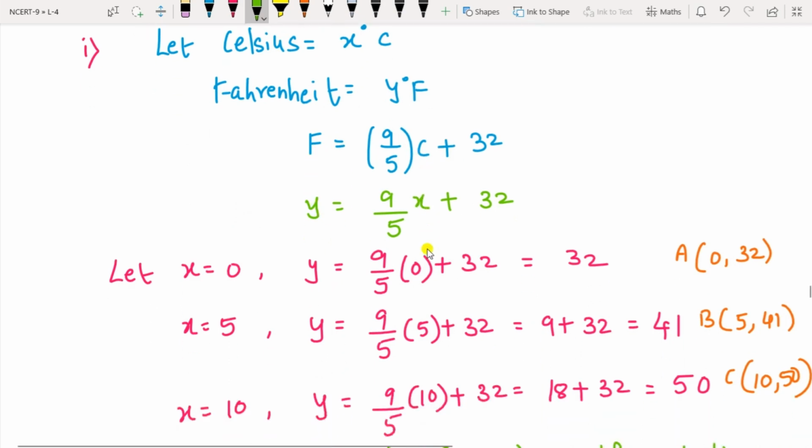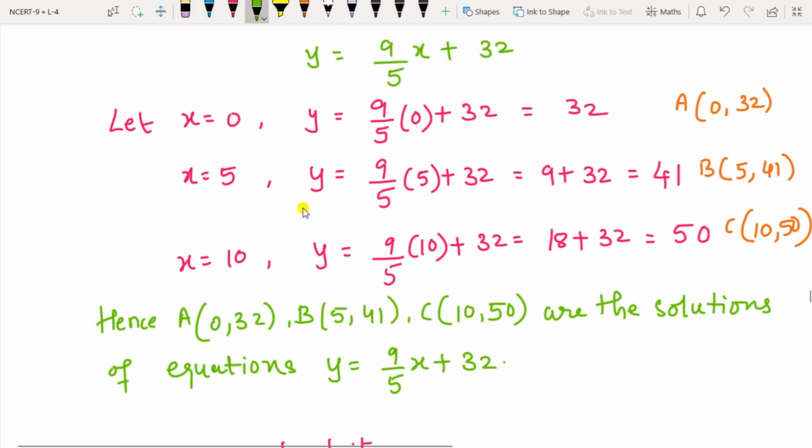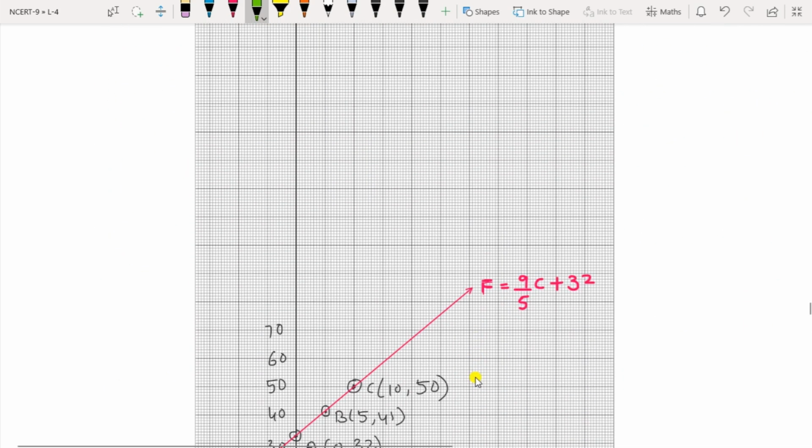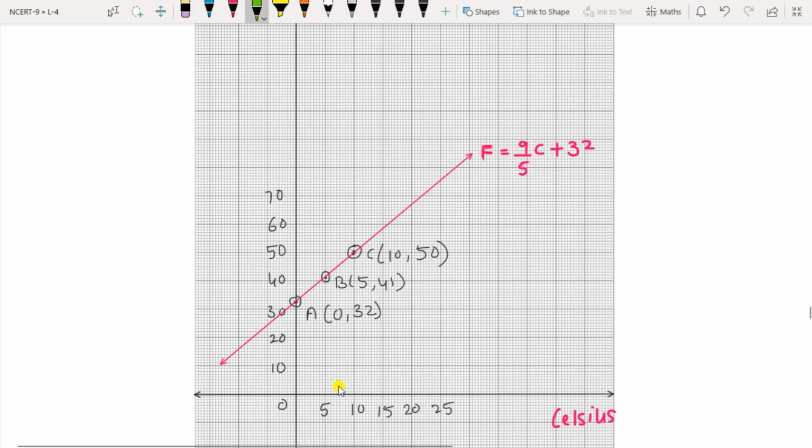Now taking any values of x, we will be finding the values of y here. When x is 0, y is 32. When x is 5, y is 41. When x is 10, y is 50 here. So these are the solutions for the equation y equal to 9 by 5 x plus 32. Then you have to draw the graph. You have to take Celsius on the x-axis and Fahrenheit on the y-axis, with 1 centimeter for Celsius as 5 degrees and 1 centimeter for Fahrenheit as 10 degrees. So you are going to get such type of graph here. Plot these points. And this is the equation F equal to 9 by 5 C plus 32.